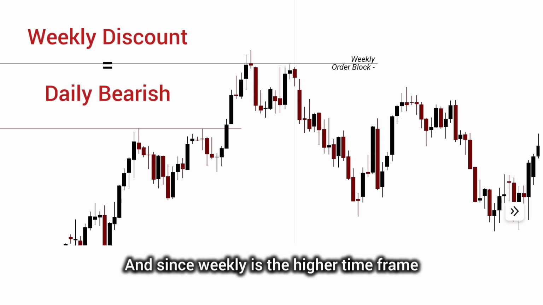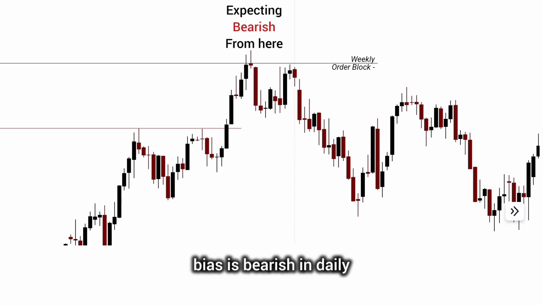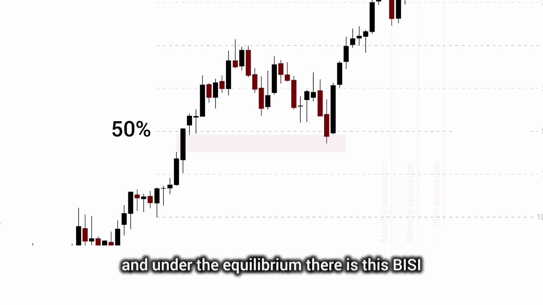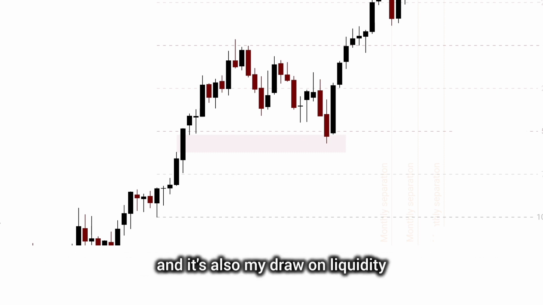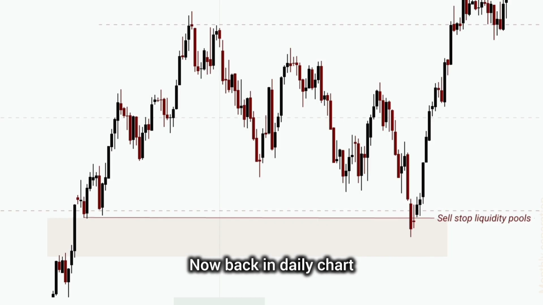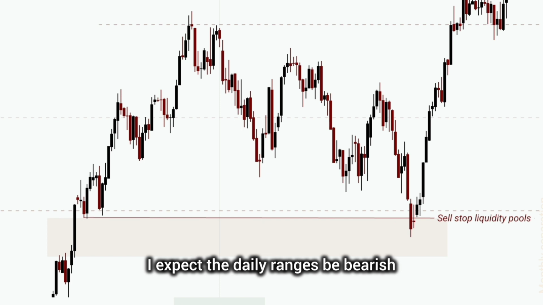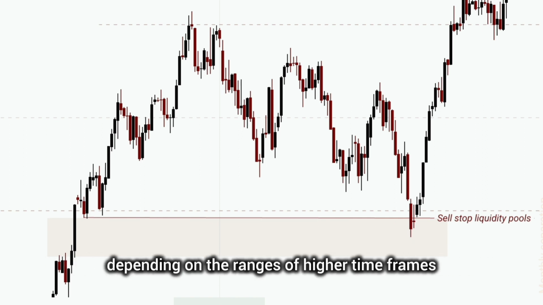And since weekly is the higher time frame, until the weekly range reaches discount, the daily range will be bearish. So now my bias is bearish in daily. So back in the weekly chart, I put the Fibonacci, and under the equilibrium there is this breaker. So that's the discount of this bullish weekly range, and it's also my draw on liquidity. Now back in the daily chart, there is also this liquidity pool. So now until price reaches these objectives, I expect the daily ranges to be bearish. So this is how I determine my draw on liquidity depending on the ranges of higher time frames and how much my current range can expand.